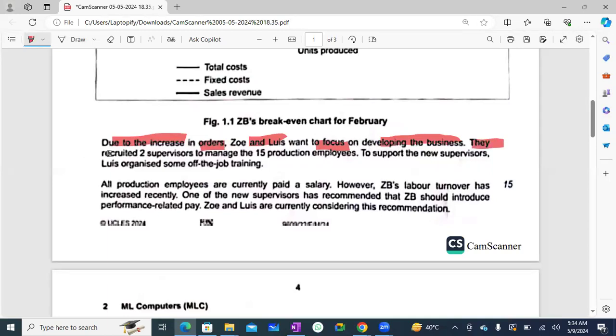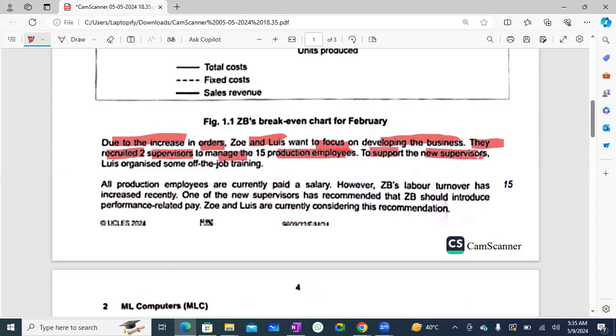So they recruited two supervisors to manage the 15 production employees, because they want to focus on their new business strategy. They want to expand, and that is why they don't want to take a lot of pressure on how to handle these 15 production employees and how to look after them. So that is why they want to hire two supervisors, so that they will be managing their 15 production employees, because these production employees are very important for them. But yes, if this business is developed, maybe at some point they will be capital intensive.